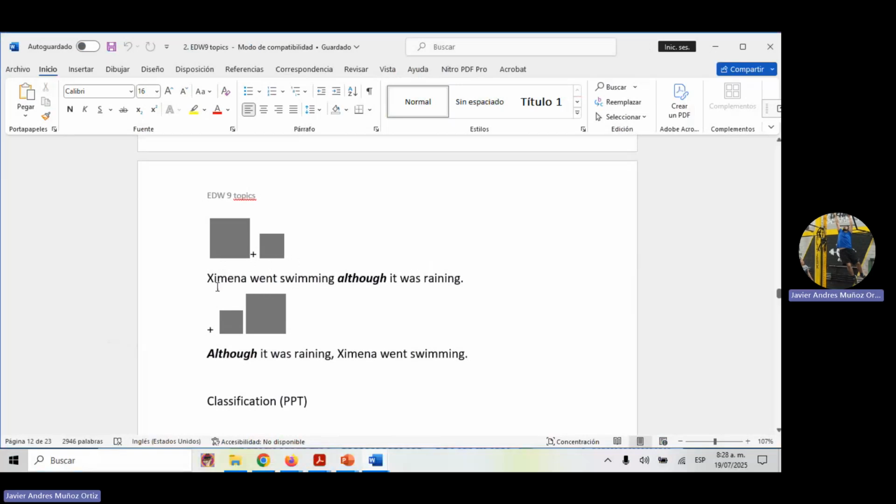For example, Jimena went swimming. This is the independent sentence. This sentence doesn't depend on anything. This is a complete sentence, right? Because we don't need more information to understand this idea. However, if we focus on "although it was raining," a pesar de que estaba lloviendo, we understand, our sixth sense says, okay, something's happening here. Although it was raining, what happened next? Or what happened before? Or what happened at the same time? We need to complete this idea, right?